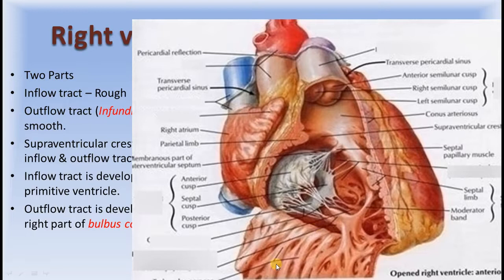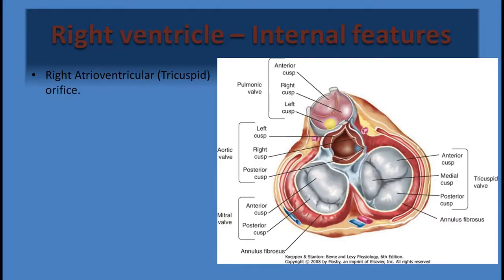So you are able to see many ridges and bridges running in between the walls. All those things you see here in the inflow tract, whereas the outflow tract is smooth and is developed from the bulbus cordis. So let us try to understand this one by one in detail.